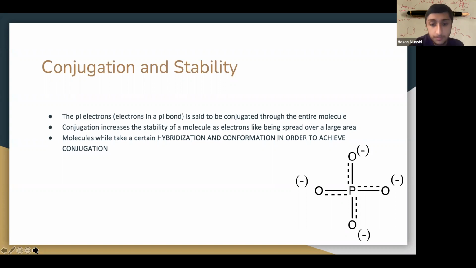And so conjugation is known to increase the stability of a molecule because electrons like being in a large area. Electrons would rather be spread over a large area than in a small region, because that would destabilize it because of electron repulsion. So that's not good. And then this is an important concept, and I'll come back to it later, but molecules will take a certain hybridization and conformation in order to achieve conjugation, whether it be conjugation or hyperconjugation, which I won't cover in this lecture at all, because you guys don't understand molecular orbital theory. It will take a certain conformation or hybridization in order to do that.